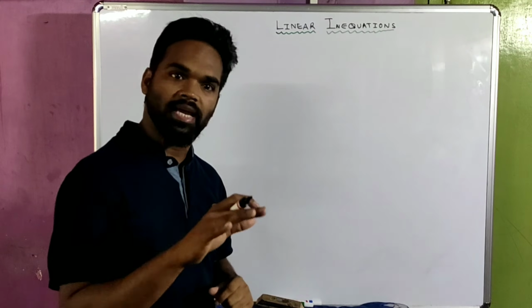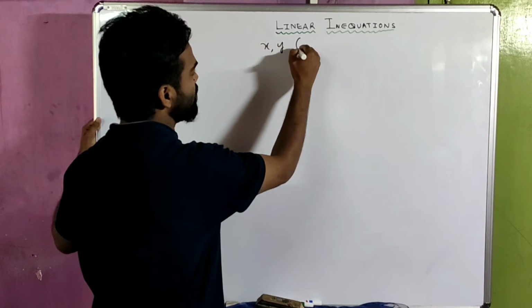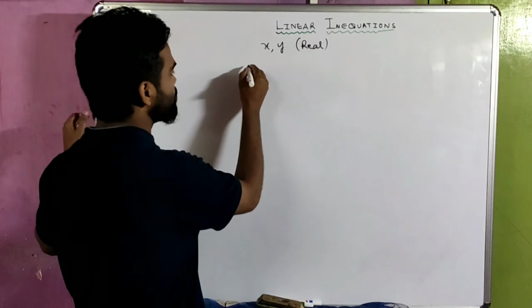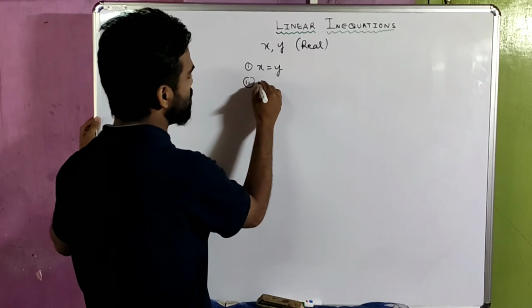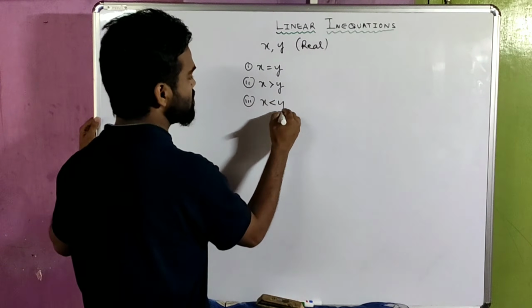Now suppose we take any two real numbers, x and y. Then three cases arise. One, x is equal to y. Number two, x is greater than y. Or number three, x is less than y.